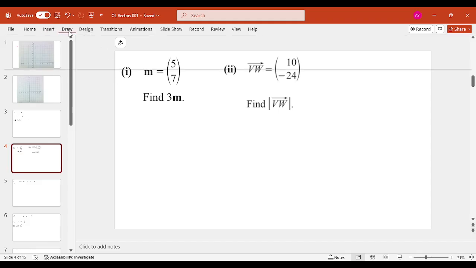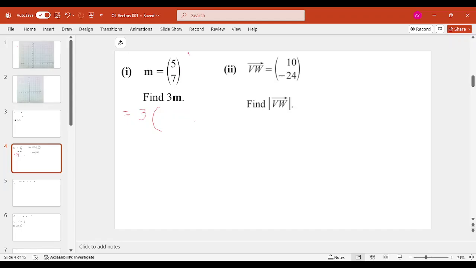Today we are going to solve another important question of O-level mathematics on the topic of vectors, and this is the first part of the question. The vector m in column form is given as (5, 7). Find 3m. That is 3 multiplied by the vector m. The vector m is multiplied by the scalar 3.